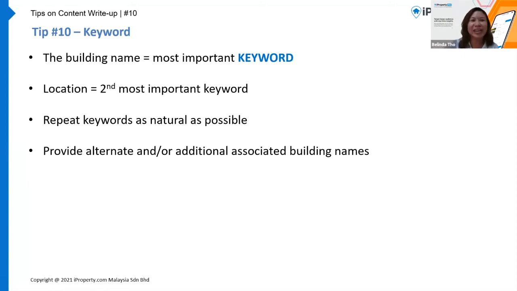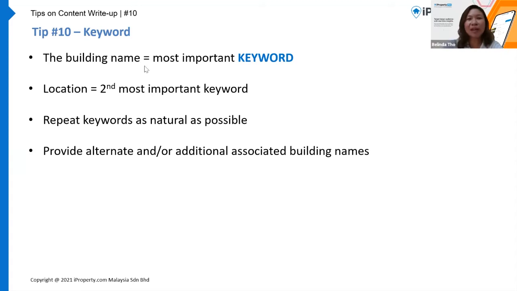According to her, the most important keyword, if your property is a high-rise property with a building name on it, is the building name itself. And then the second most important keyword is the location. Please remember these two things are very important. It will help you in terms of SEO later.